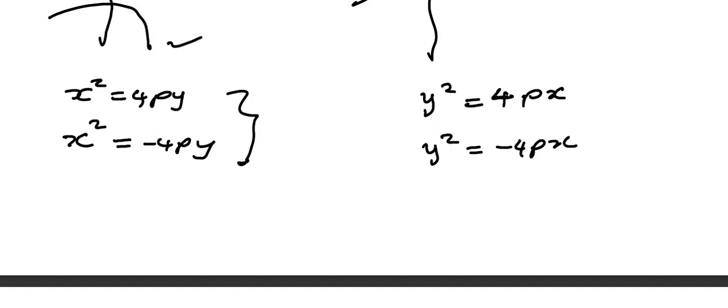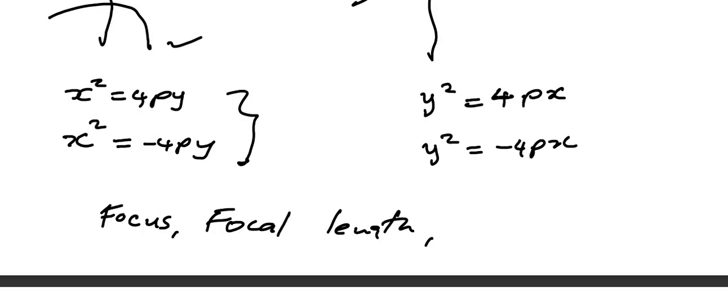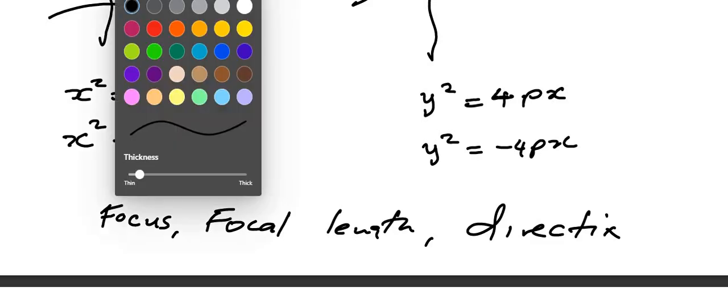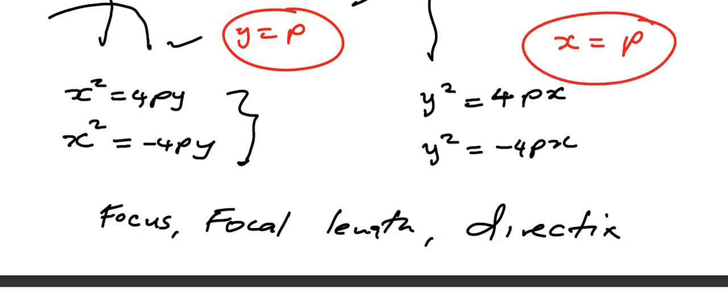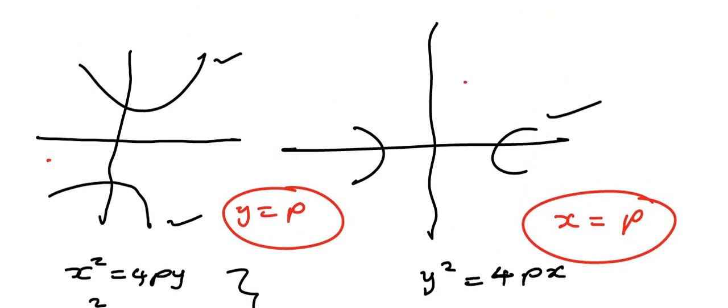Then, let me just say, there are terms you're going to be needing here to know. There's focal length, then there's directrix. For this type here, let me use red, the directrix is y is equal to negative p. For this part, the directrix is x is equal to negative p, because it's lying on the x-axis. So the directrix is here because it's an upper line, so you see that if it's facing like this, it's x is equal to something.